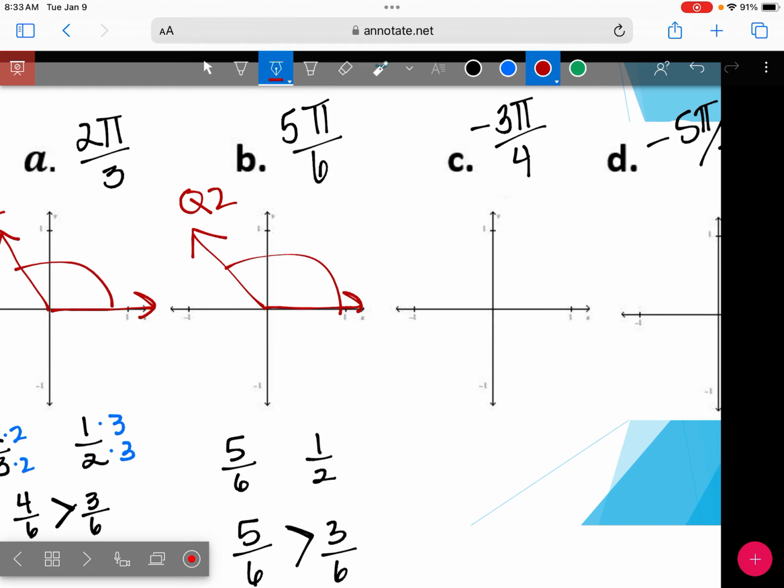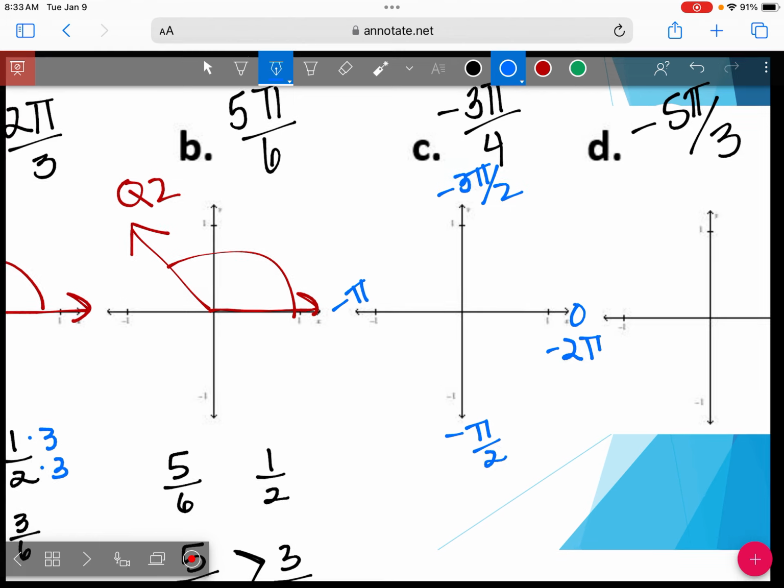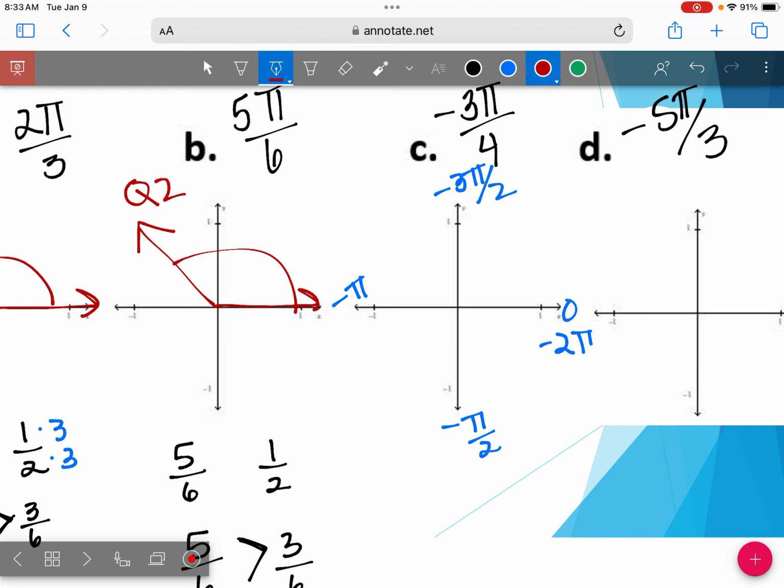So now for these last two, they're negative. So that means that we're labeling clockwise. So 0, -1/2, -1, -3/2, -2. Show me with your fingers, what quadrant did you land in for -3 pi over 4? -3 pi over 4. 3, good job. So that is, again, that is less than 1 but more than 1/2, so that would put us in quadrant 3.